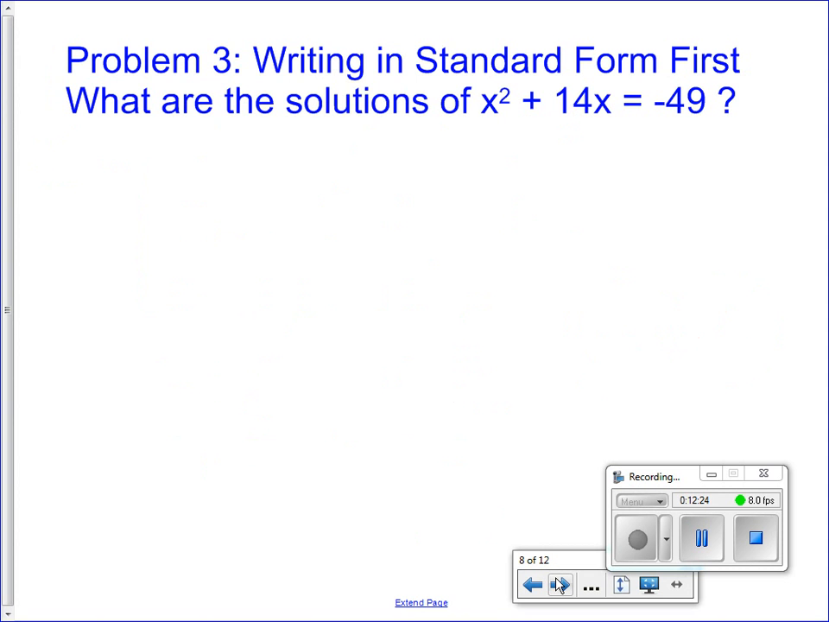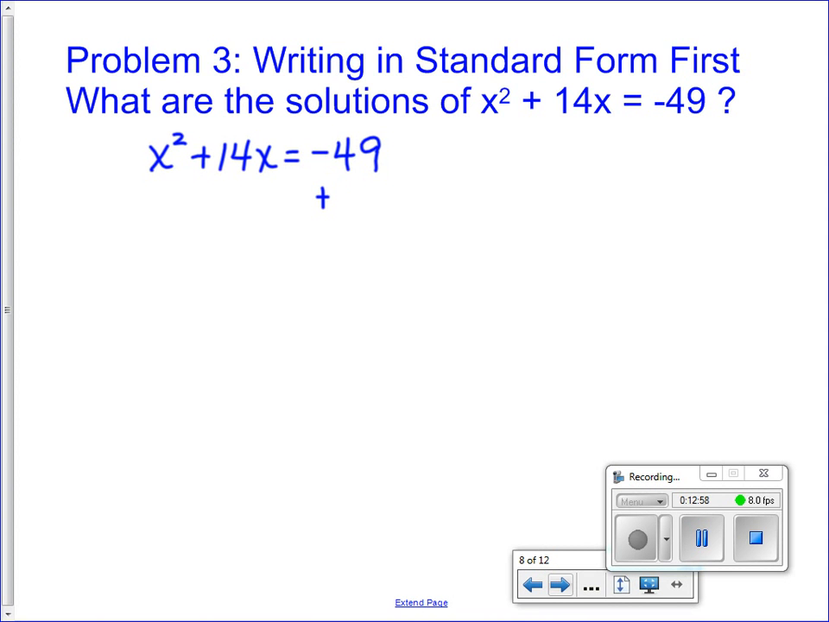All right, problem 3. Writing in standard form first. What are the solutions of x squared plus 14x equals negative 49? All right, I'm going to write my equation again over here. And here's what I notice that's different about this one from the others. Right here, I have a number that is not 0. So what I want to do is I want to change this so that I do have 0 on the right side of my equation.